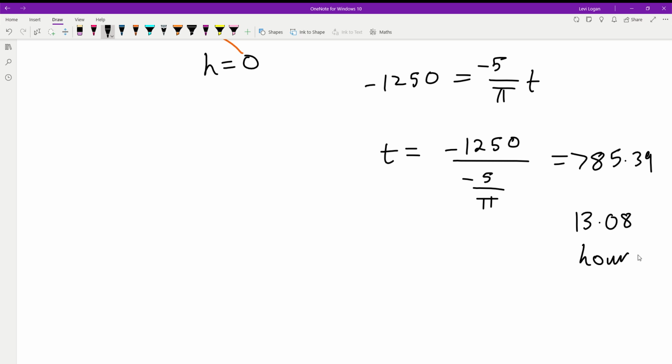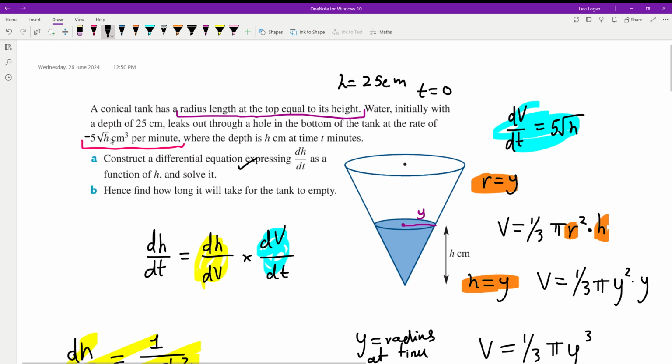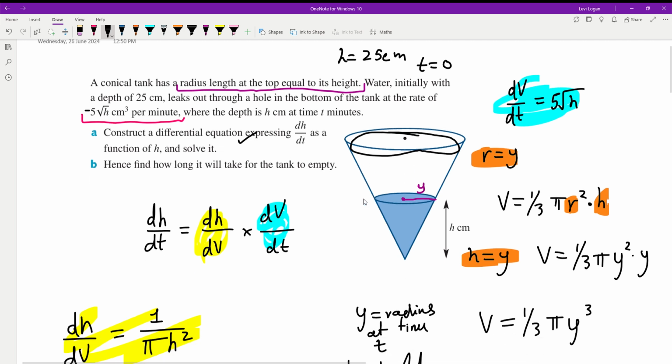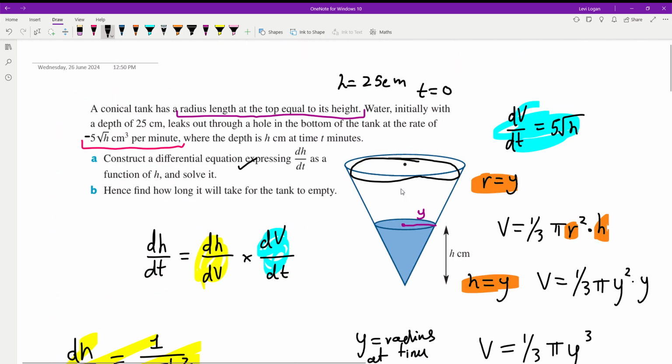Okay. Now that seems like a long time, but you got to remember, it's only leaking that much centimeters cubed per minute. Now at the start, the h would be extremely large. Actually, the larger the h, the faster it will go, but as the h decreases, it will get slower and slower the emptier it gets. Okay, but that's how you solve this application of a differential equation.